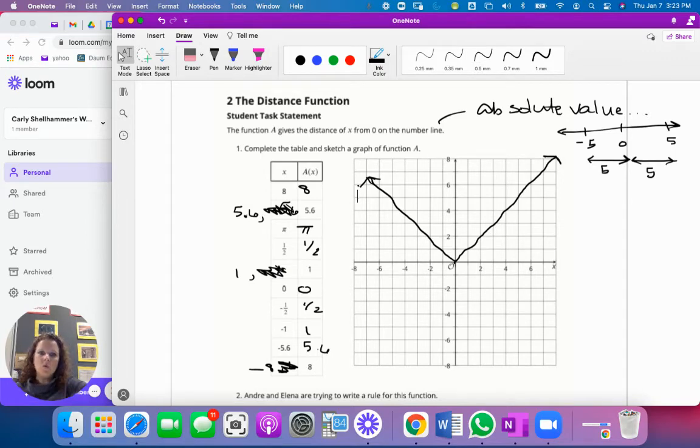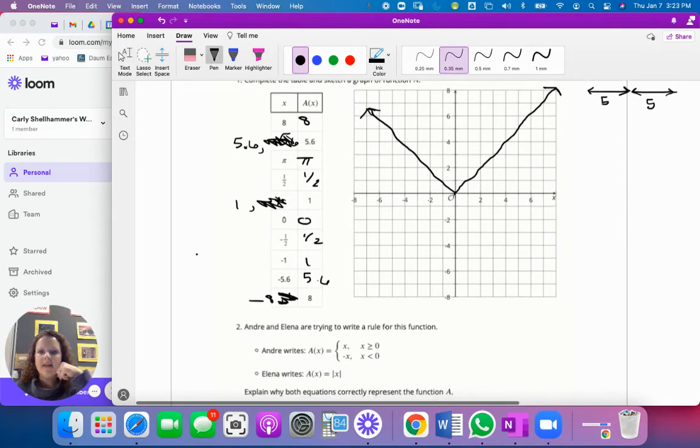All right, cool. So Andre and Alina are trying to write a rule for this function. Andre writes, the function equals x when x is greater than 0. The function equals -x when x is less than 0. And then Alina writes a of x equals the absolute value of x. Explain why both equations correctly represent the function a.